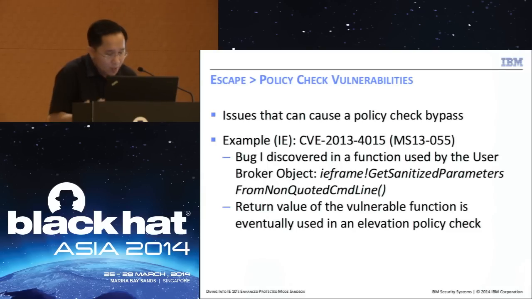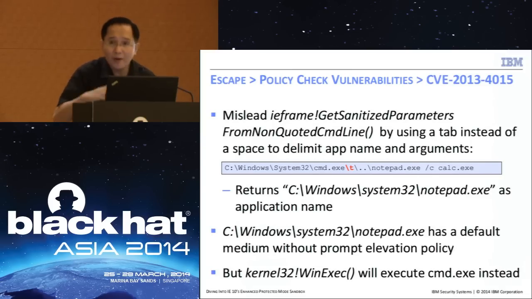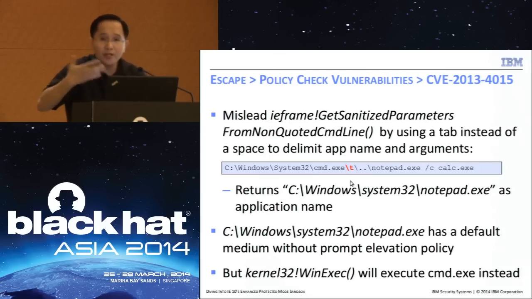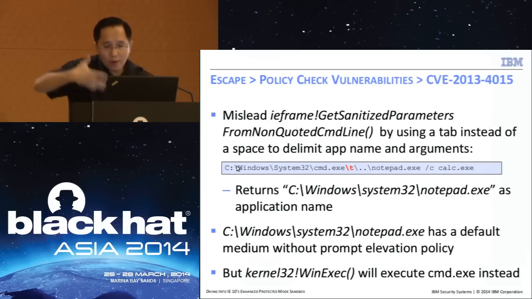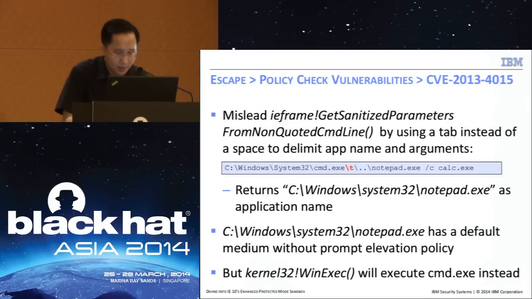I found a bug that allowed me to launch an executable in Medium without any prompt. The bug was in a command line parser, whose result is eventually used in an elevation policy check. And that is not all. The bug was very easy to exploit. You just need to use a tab instead of a space for delimiting an application name and arguments. So in this particular case, the broker will think that I will be executing Notepad. But when the broker passes this to WinExec, WinExec will execute cmd.exe instead. So you can just imagine what a simple tab character can do. This is the bug that I will use in my sandbox escape demonstration later.